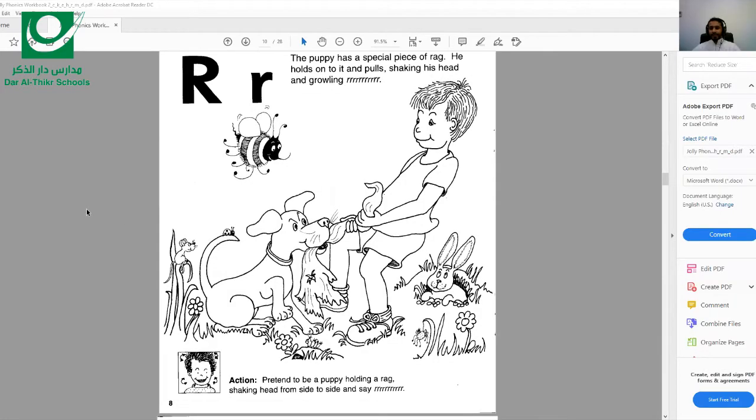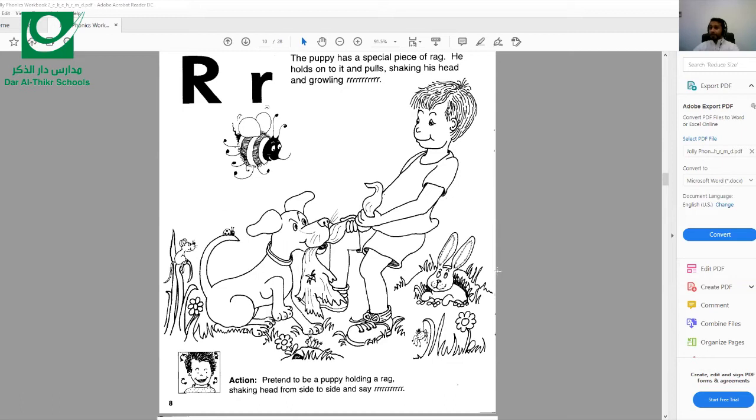Now I will share with you the page which we will start our lesson with, which is page number 8. This is the capital R, and this is the small r. And what is the sound of the letter R, Teacher Ahmad? I will tell you. The sound of the letter R is R, R, R. That is the sound of the letter R.